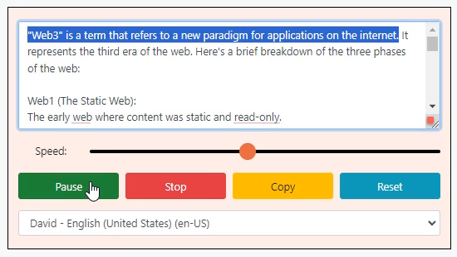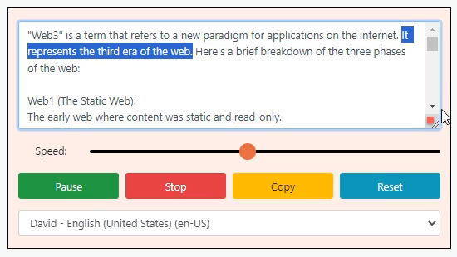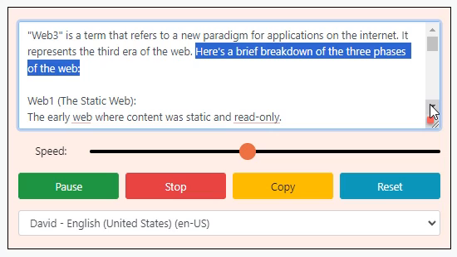Web3 is a term that refers to a new paradigm for applications on the internet. It represents the third era of the web. Here's a brief breakdown of the three phases of the web.